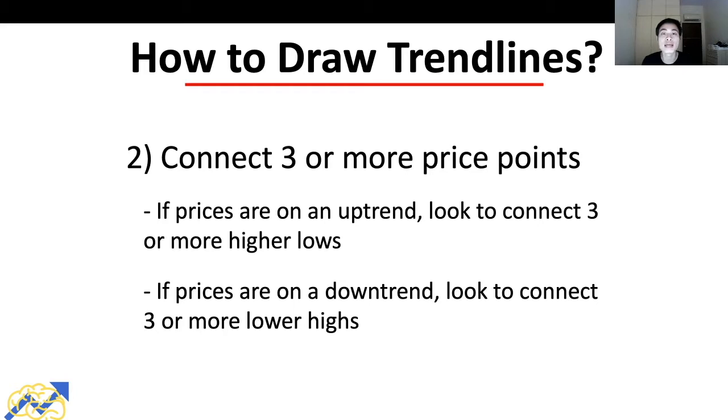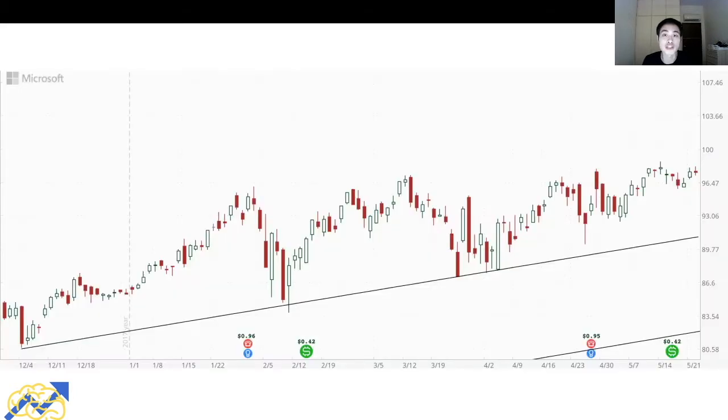Let's take a look at some examples of how we can draw trend lines in the stock market. This is the price chart from Microsoft, and if you take a look at the price chart, you'll notice that Microsoft is on an uptrend. So in an uptrend, we want to look for the higher lows for the stock. So the higher lows will be, this is the first one, this will be the second one, and this one will be the third one.